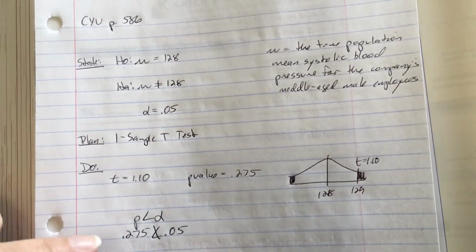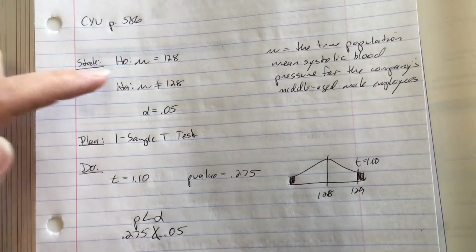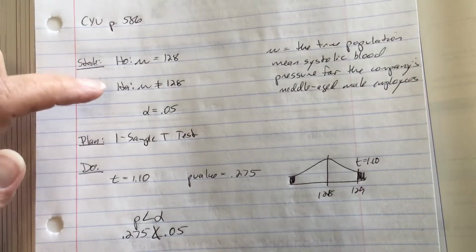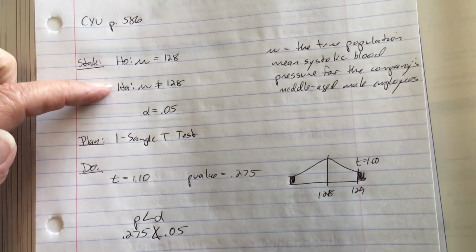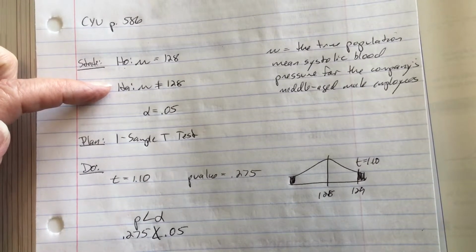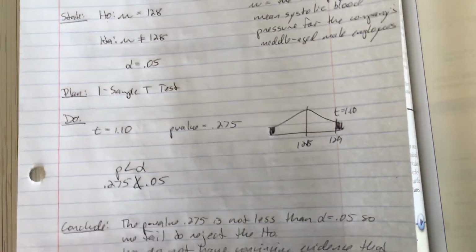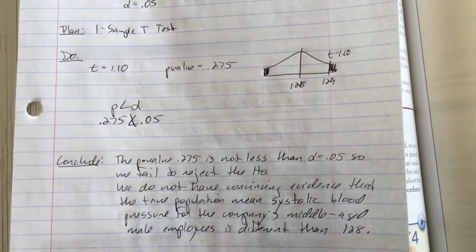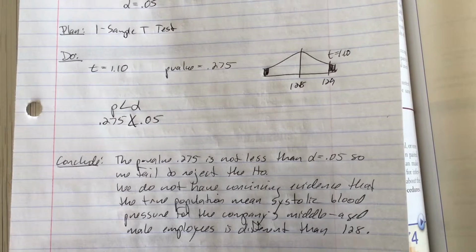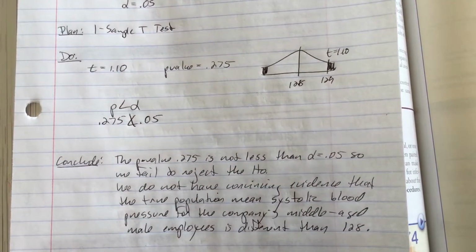So we're going to say our p-value of 0.275 is not less than alpha of 0.05, so we fail to reject the H0. So we do not have convincing evidence for the Ha. So we do not have convincing evidence that the true population mean systolic blood pressure for the company's middle-aged male employees is different than 128. So we think they're all doing okay. They're all around 128. So here's my nice conclusion, exactly what I just said. If we don't have evidence that it's different than 128, we kind of think their blood pressure is roughly 128. We figure that 129 wasn't that much different than 128.